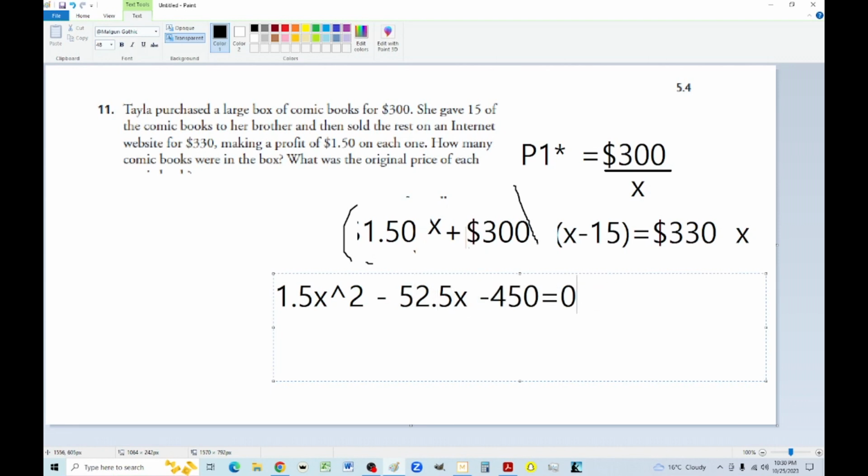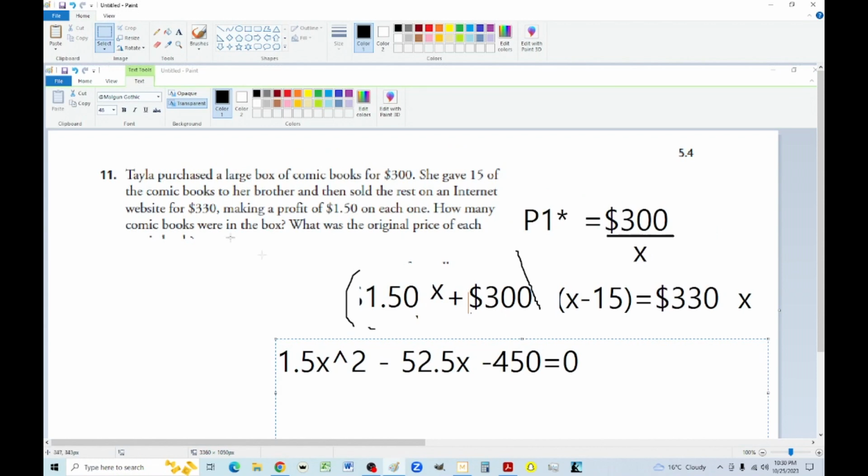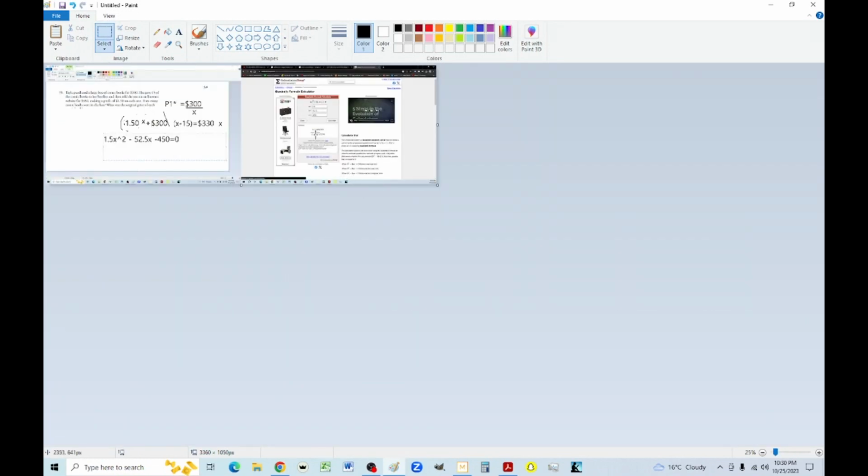And now I've got A is equal to 1.5, B is equal to negative 52.5, and C is equal to negative 450. So now my possible two answers are this. And I don't know if I got the price right. We can verify it in a bit.